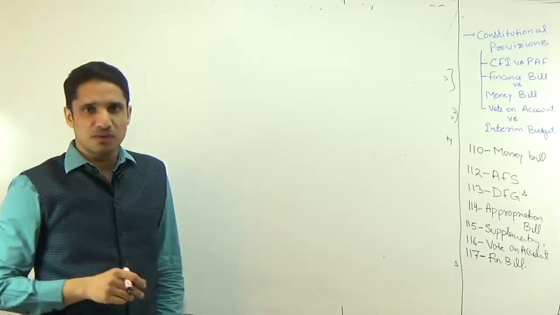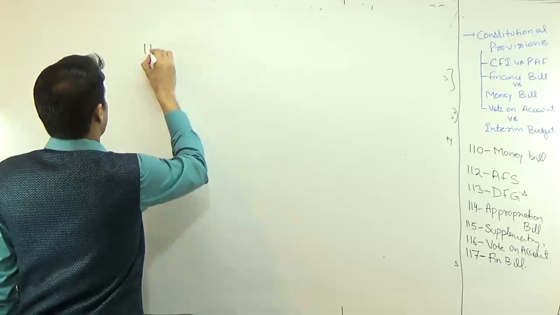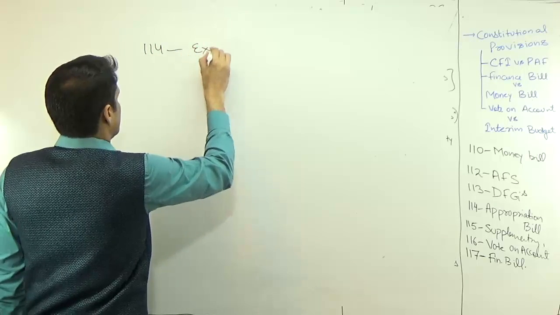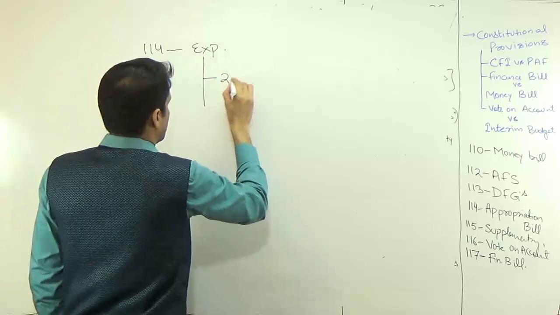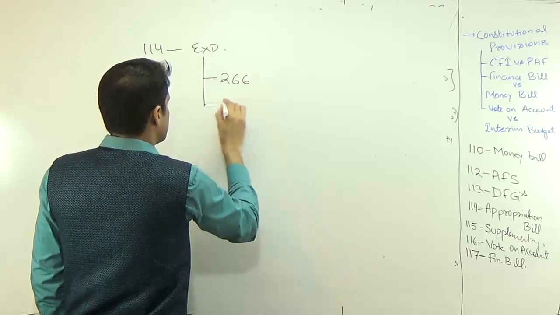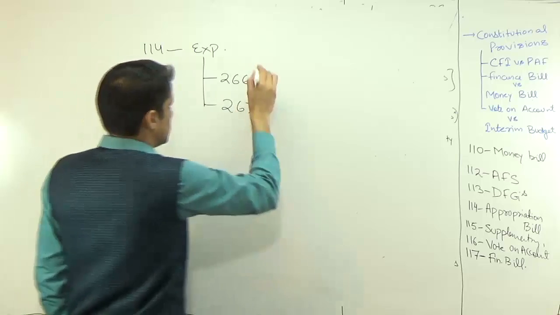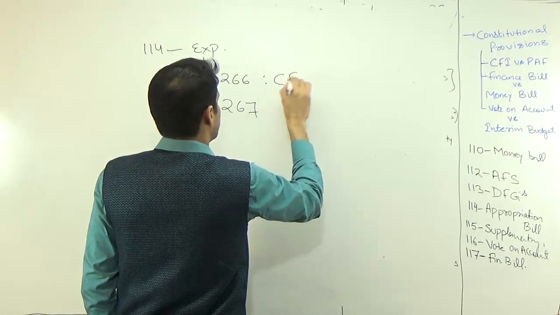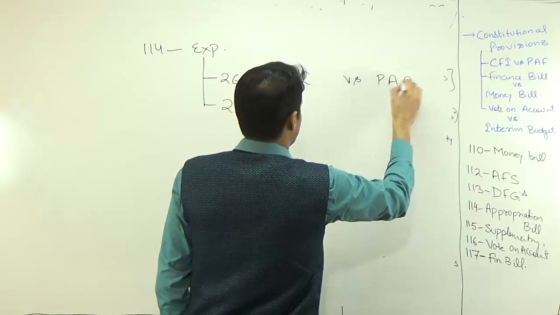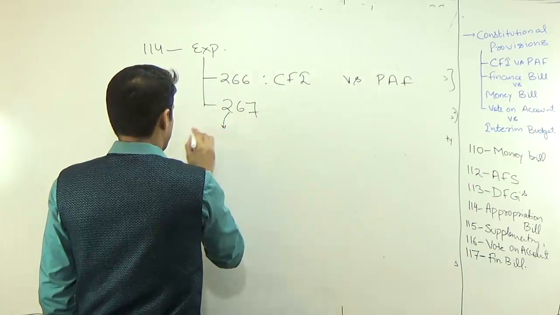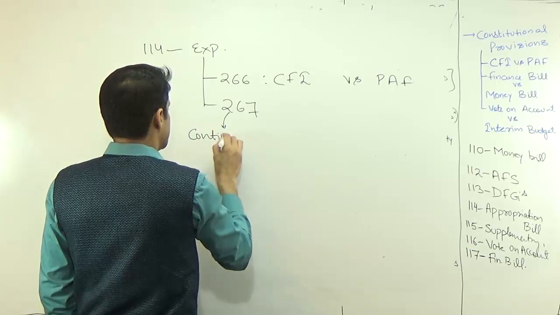So under this expenditure part, 114 expenditure, union government accounts are being maintained by Article 266 and 267. 266 is nothing but the Consolidated Fund of India, and we have the Public Account Fund of India, and 267 is nothing but the Contingency Fund of India.